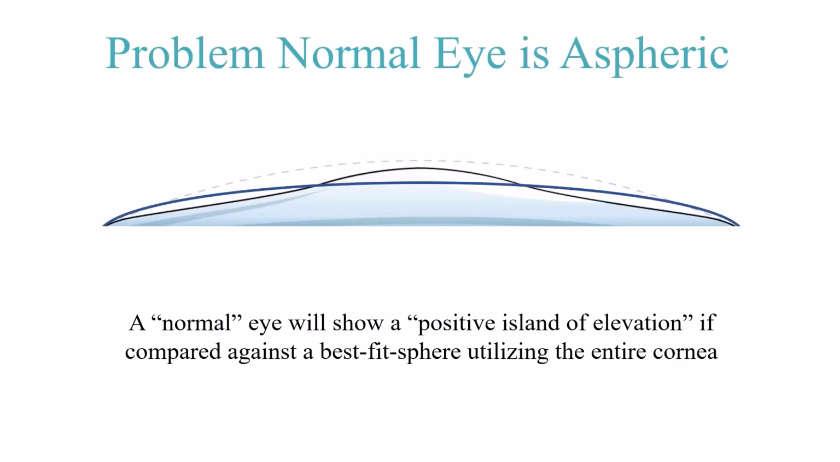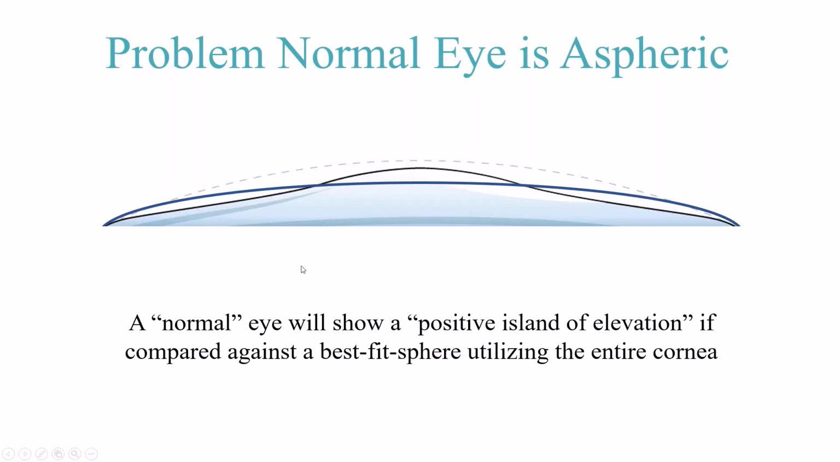The problem that we have is that the normal eye is aspheric. So a normal eye will show a positive island of elevation if you compare it against the best fit sphere utilizing the entire cornea. You can look here, hopefully you can all see my pointer. The black line is the shape of a normal aspheric cornea. The blue is the best fit sphere, and you'll notice exactly what we saw before. We have the truncated cone, because again, the normal cornea is aspheric, it's steeper in the center and flatter in the periphery.